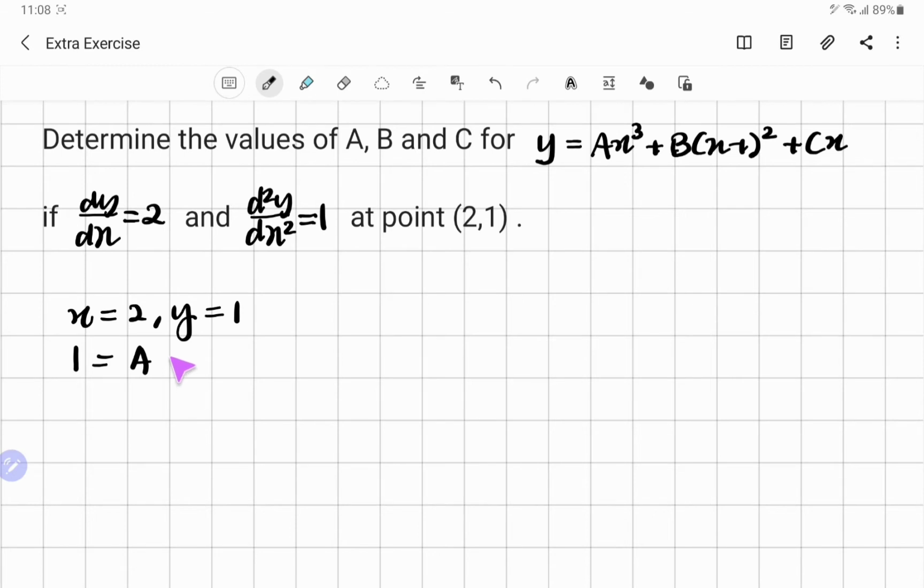a times 2 to the power of 3, which is 8. Then we're going to get 8a plus b, since 2 minus 1 squared is 1, and 1 times b is b, plus c times 2 is 2c.